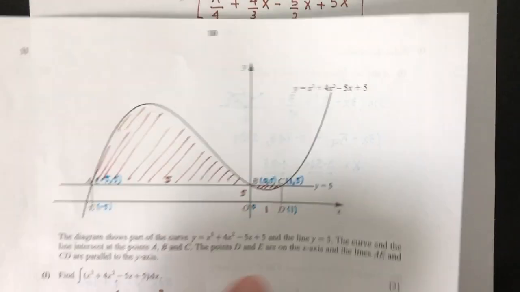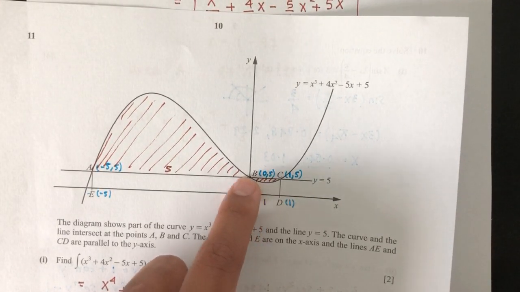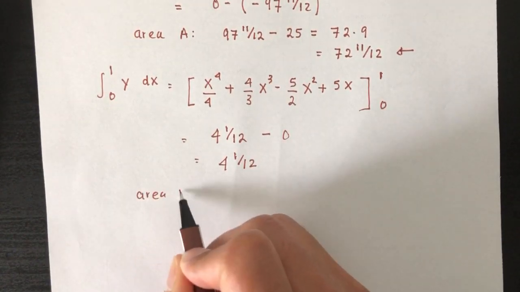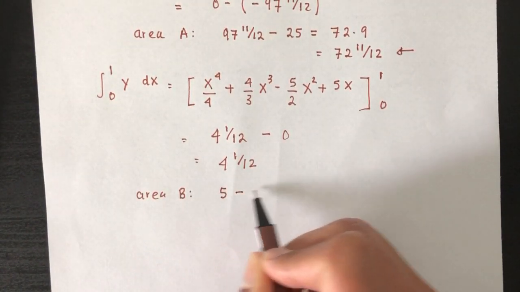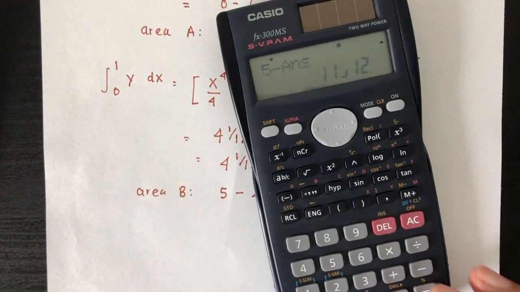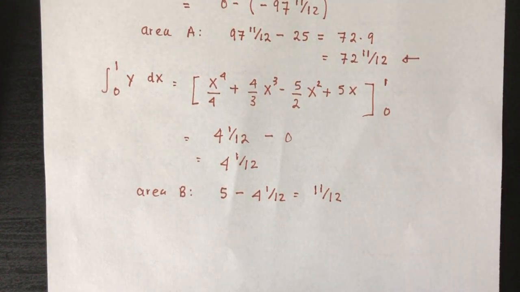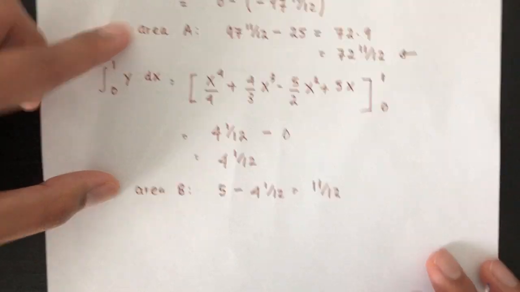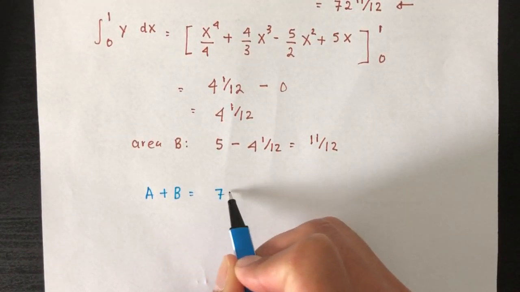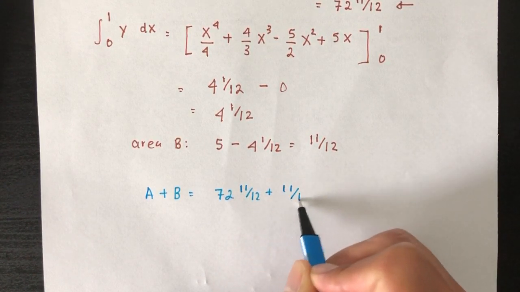Now you have to find the area on top. That will be the area of the rectangle minus the area under the curve. So the required area, area B, will be the area of the rectangle minus this one. So 5 minus the answer, that should be 11 over 12. So to find the total area, I have to add these two. So area of A plus B will be 72 11 over 12 plus 11 over 12.